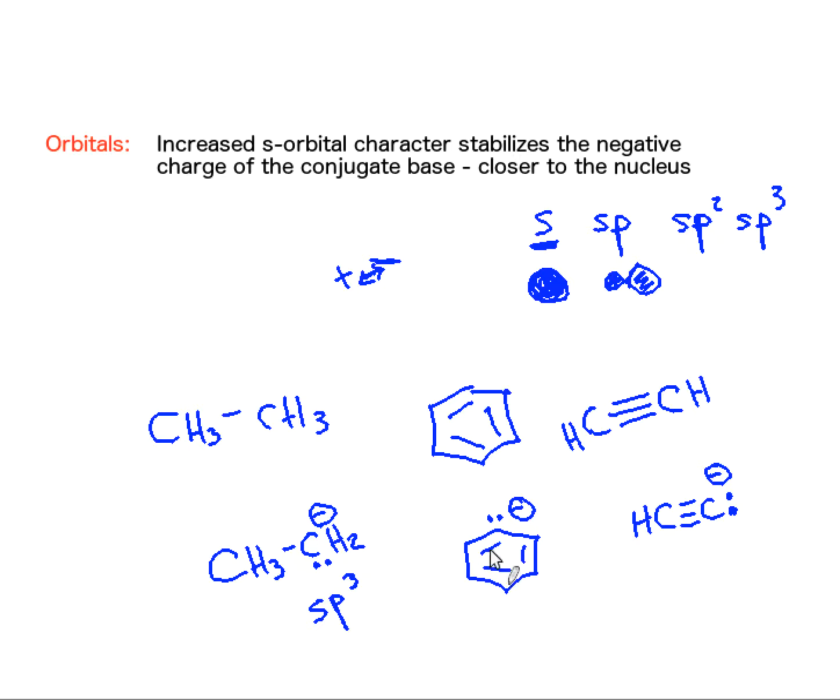This one has a double bond here, so we can think of this as only having 3 electron domains, sp2. And of course, this triple bonded carbon at the end would have 2 electron domains and be sp. And so according to our orbital theory here, this negative charge on this conjugate base would have electrons closer to the nucleus, more stabilized because of the hybrid orbital having more s character. And so we would predict that this would have the highest acidity and this the lowest acidity.